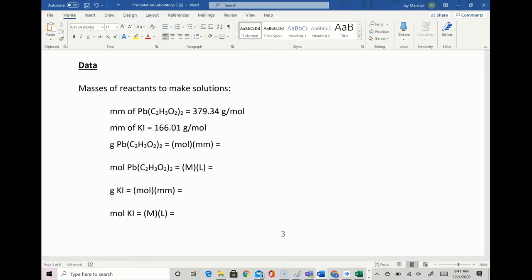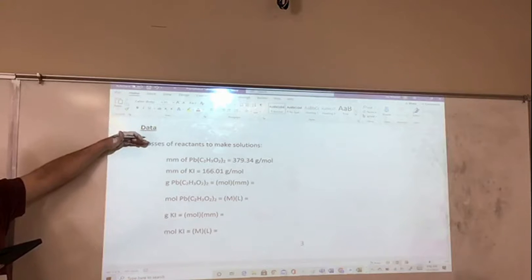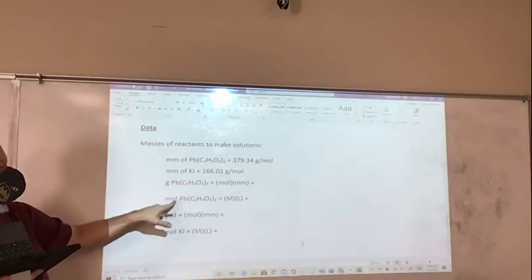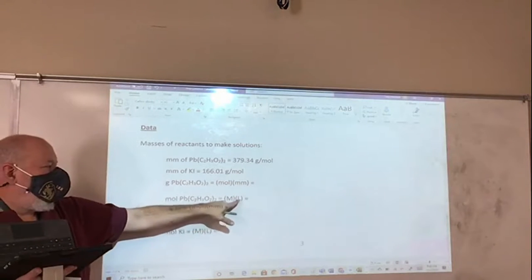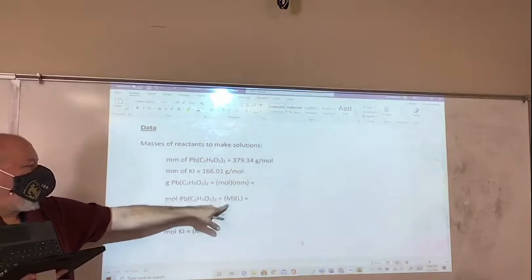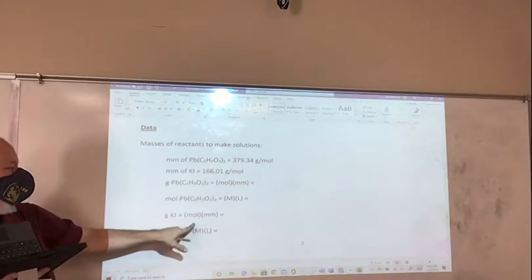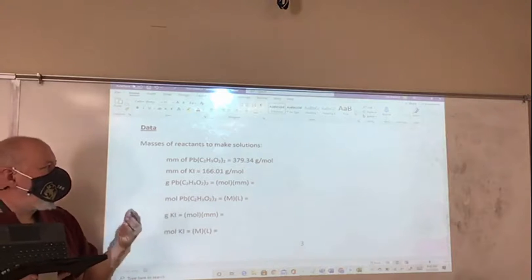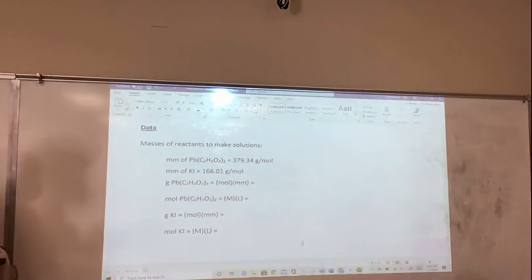So in order to make those solutions, my procedure directed me to say, I need to put this in a data table. How do I find out what the number of grams are? Grams equals moles times molar mass. Well, do I have moles? No. Moles equals molarity times liters. Did I have molarity and liters? Yes, I gave you that information. So I can figure out what these two masses were. The procedure directed us to do this.